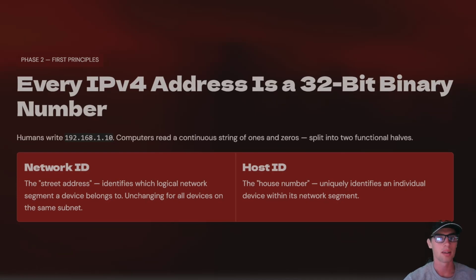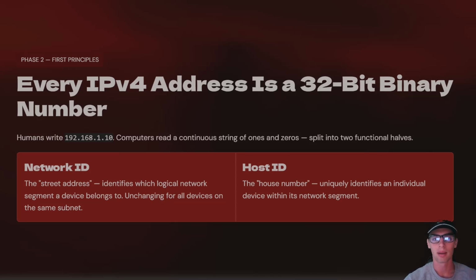So to understand how networks are divided, we must deconstruct an IPv4 address to its raw primitives layer. An IP address, or Internet Protocol address, is a logical 32-bit binary number that's broken into 4 groups of 8 bits, which are called octets. While humans write them in decimals, like 192.168.1.0 or .10, computers read them as a continuous string of ones and zeros.